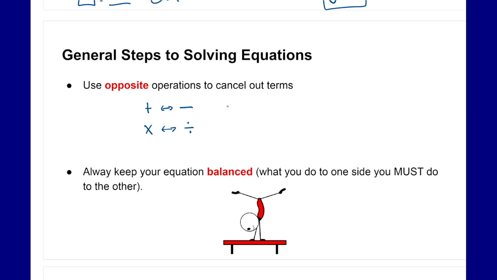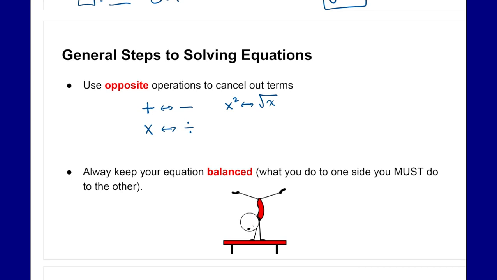Some other examples you might see: squaring something is the opposite of square rooting something. Those are really the only operations we're going to be looking at in this course. So the opposite of addition is subtraction, the opposite of subtraction is addition, multiplication and division are pairs, and squaring and square rooting are pairs as well.